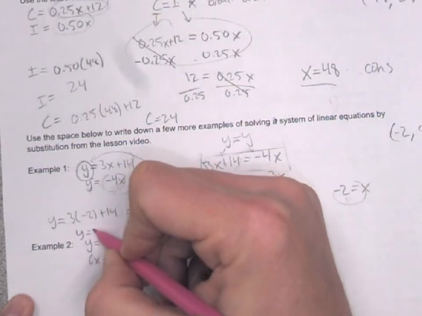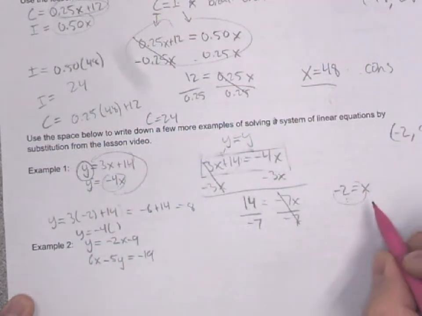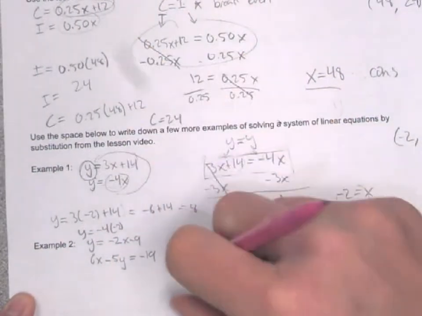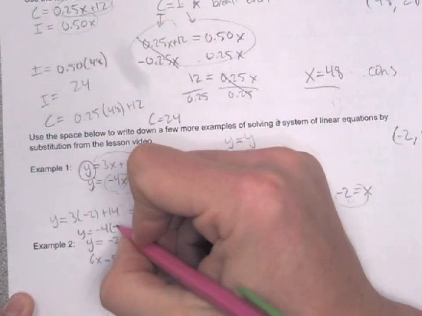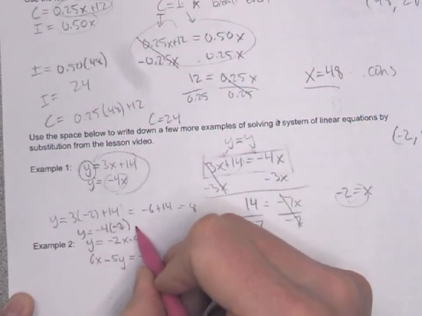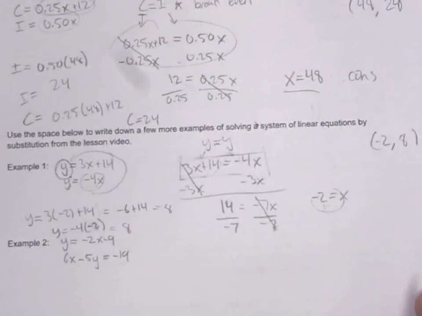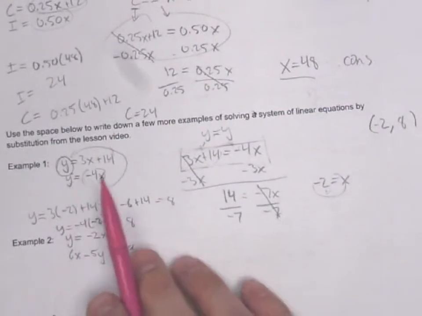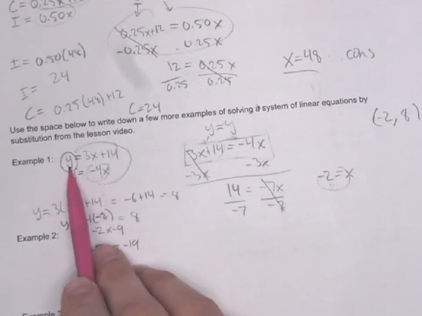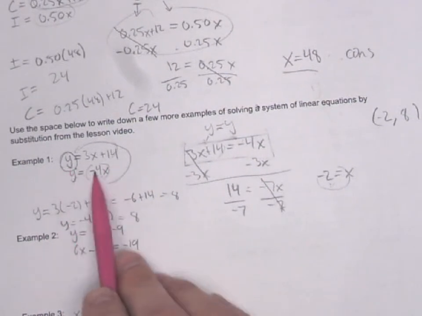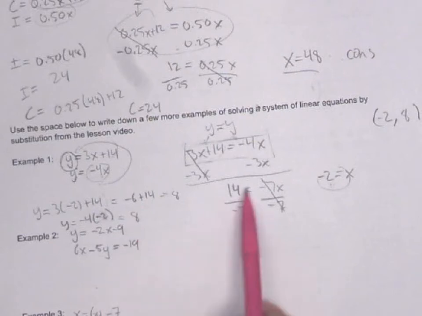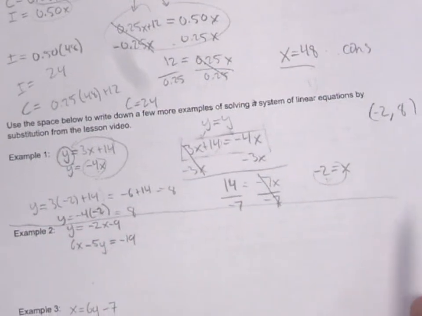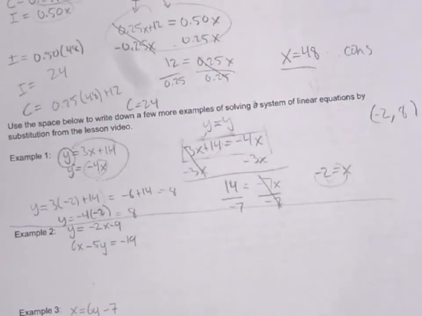So y is equal to -4 times x, and I know x is -2. Okay, let me write this a little bit bigger so you guys can see it better. -4 times -2, yeah, that's 8 still. So either way you get 8. Okay, so the method here is replace one of the variables with what that variable is equal to. Replace that variable with an expression, solve for the first variable, and then plug that in to solve for the second variable.